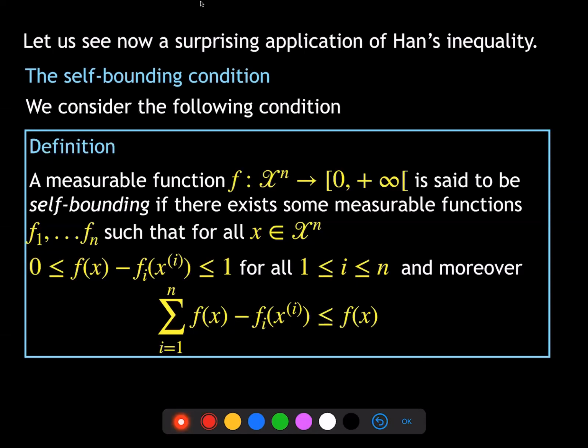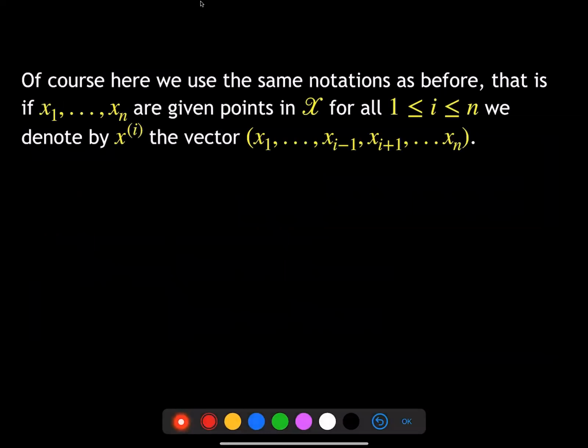And now you have a second relationship, which is much more subtle, and which tells you that when you sum up these quantities here, they stay less than the function itself. This is the reason why this condition is said to be the self-bounding condition. Okay? So this is it. So we have seen already that the supremum of a non-negative empirical process satisfies this condition.